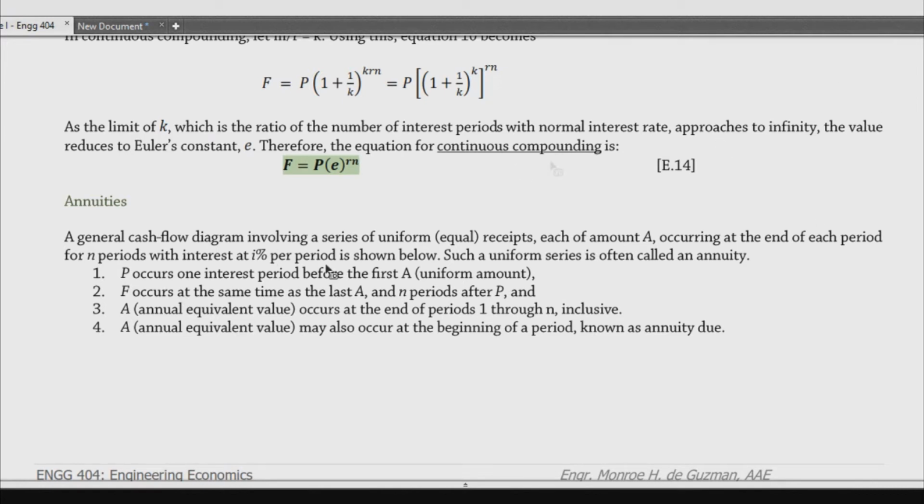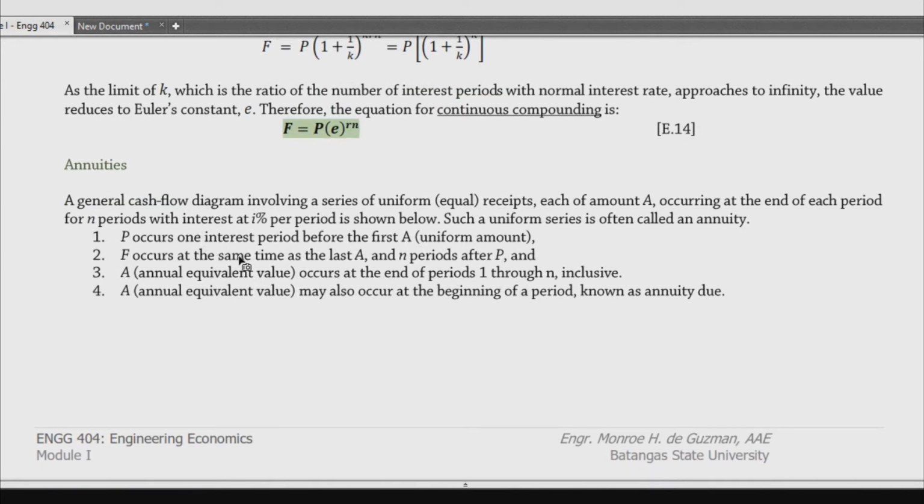So, ang una natin is that if P occurs at one interest period before the first A, so uniform amount siya, F occurs at the same time as the value of last A and n periods after P, and A is the annual equivalent value. So, yung end periods ng 1 through n, inclusive siya, kasama yon. And then yung A, annual equivalent value natin, may occur at the beginning period known as annuity due. So, in short, meron tayong two types of annuities.